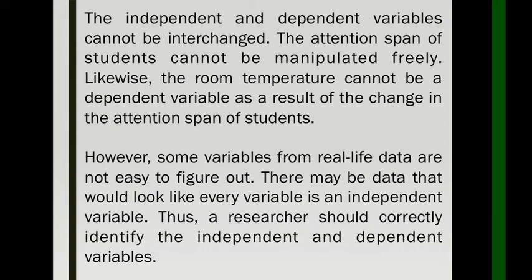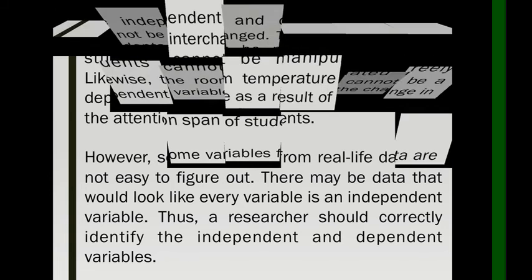The independent and dependent variable cannot be interchanged. The attention span of students cannot be manipulated freely. Likewise, the room temperature cannot be the dependent variable as a result of the change in the attention span of the students. However, some variables from real life data are not easy to figure out. There may be data that would look like every variable is an independent variable. Thus, a researcher should correctly identify the independent and the dependent variable.